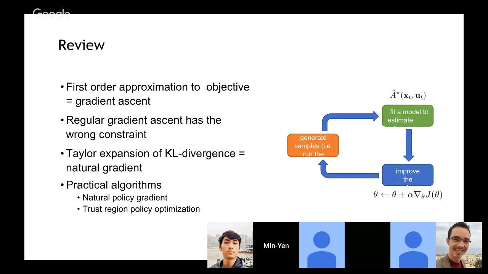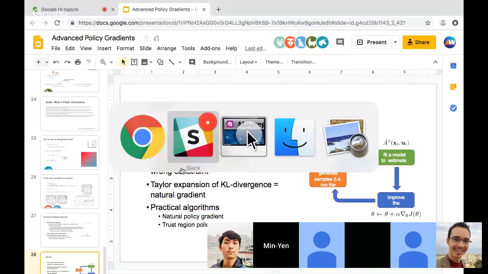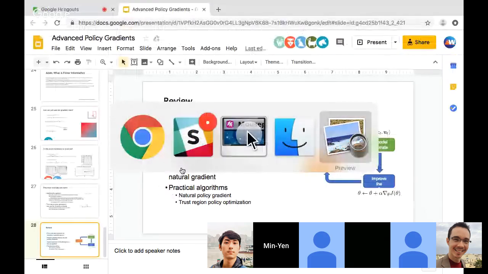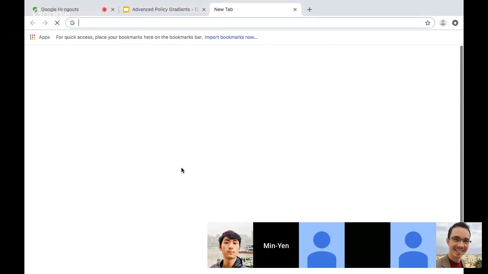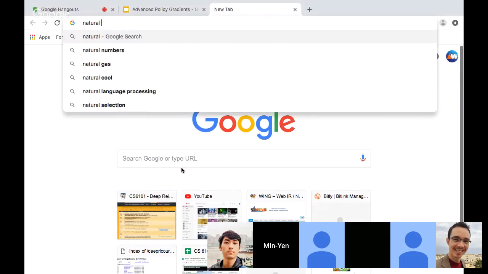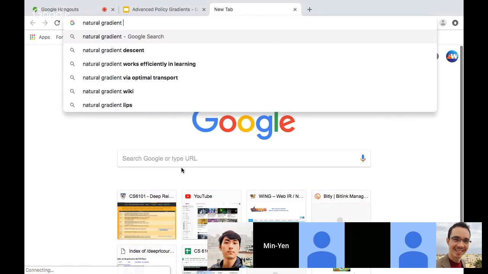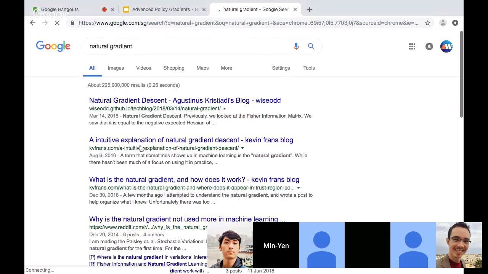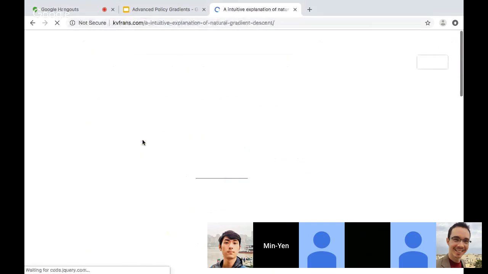So anyone else want to summarize this better? Maybe we can look at some blogs, that helps a lot. So Google is your friend. That's Google. Natural gradient. How is that? I was reading this while we were talking.